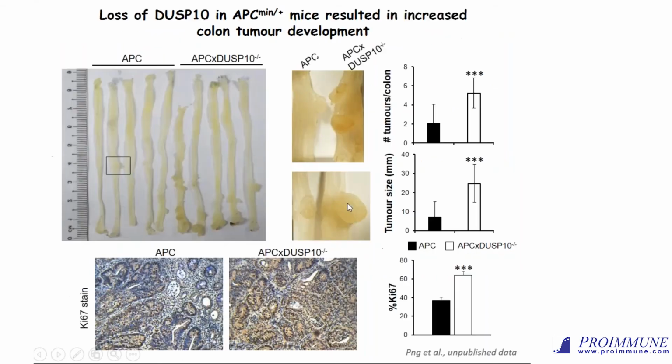So we crossed these mice with our DUSP10 deficient mice, and we know that APC min mice form small tumors in the small intestine. And as shown here, you can see that after crossing with DUSP10 deficient mice, we found a lot of tumors formed in the colon, as shown in this photo. And also the number of these tumors is greatly increased in the DUSP10 and APC double deficient mice. This tells us that DUSP10 is able to inhibit genetically mediated colorectal cancer formation.